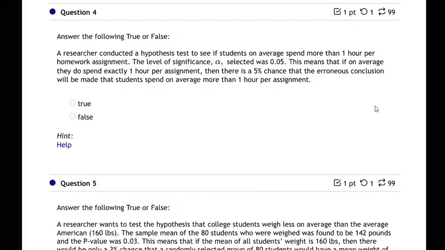Number 4. Answer true or false. A researcher conducted a hypothesis test to see if students on average spend more than 1 hour per homework assignment.